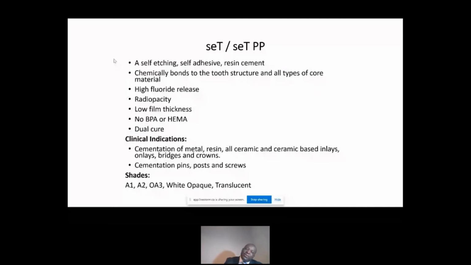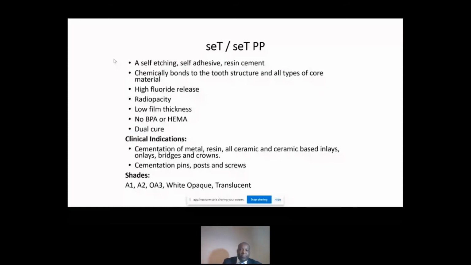One of the things that sets, I didn't mean to do that pun, but sets SET apart from other self-etching adhesives is that it's got extremely high fluoride release. It's also very radiopaque. It has a low film thickness. It's got no BPAs or HEMA, and it's dual cured. And unlike the self-etching cement Reliax Unisem, which only comes in one shade, SET is available in a variety of shades. We have 5 shades there. And that's quite good if you're doing aesthetic work.